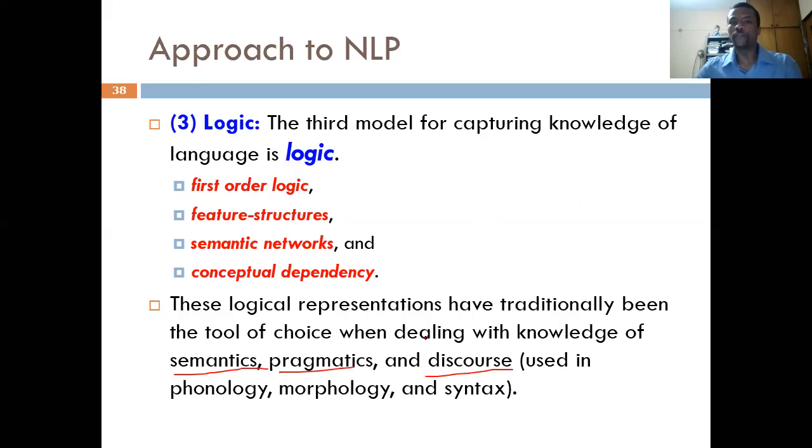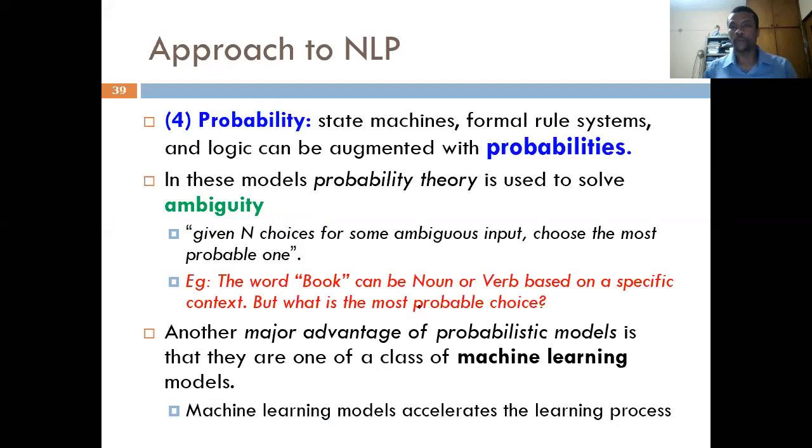The other type of approach that we have is a probabilistic approach. The probabilistic approach is concerned about the likelihood of some construct happening or being related to one another. Whether it's in a finite state machine, a formal rule system, or a logic, probability can be highly used. And probability is very important whenever you want to deal with ambiguity. Ambiguity means a certain construct having multiple meanings, or multiple interpretations.